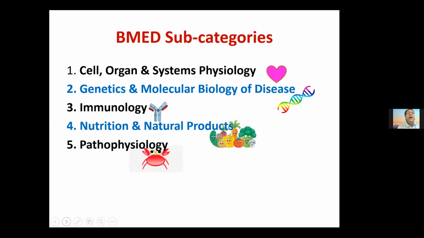So biomedical comes under a subject category, that is biomedical and health sciences. There are 5 different subcategories, and the first one is cell, organ, and system physiology. The second one is genetics and molecular biology of diseases. The third one is immunology, the fourth one is nutrition and natural products, and the fifth one is pathophysiology. You can see I've given some figures there. Cell, organ, and system physiology is a hard science. It deals with all human beings, and I'll be explaining what cell, organ, and systems are, and how we can try to do research on this.